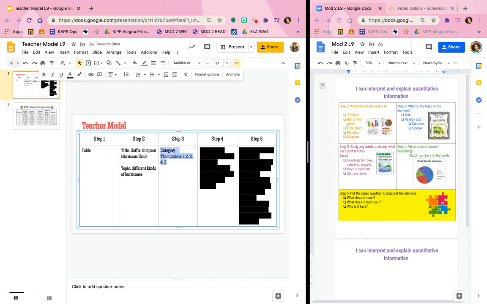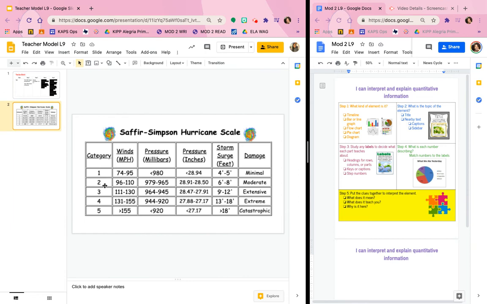And then step 4, how are the numbers we notice in step 3 connected? What does each one stand for? Well, looking here at the numbers, they get larger. So 1, 2, 3, 4, and 5. Each one stands for a category of a hurricane, starting with the weakest and then ending with the strongest. If I'm looking at the winds and at the storm surge, it's going from the weakest to the strongest, even the words in the last column. So minimal, moderate, extensive, extreme, it's going from the weakest to the strongest.